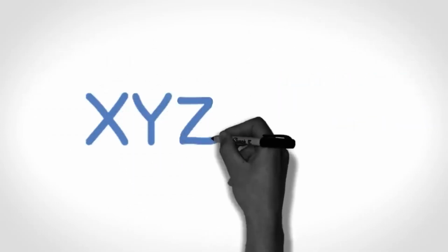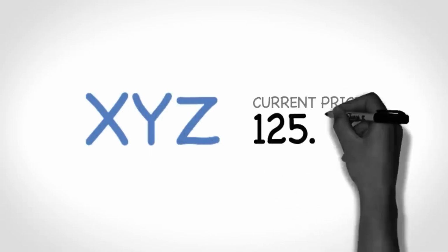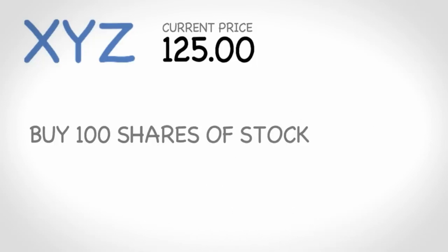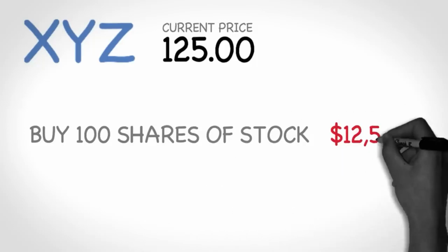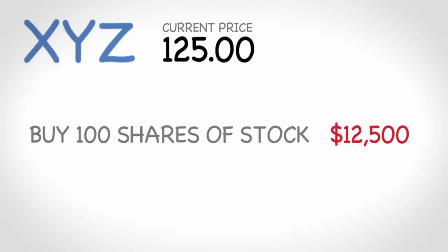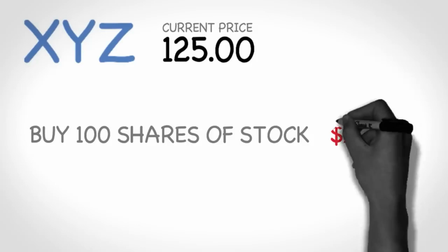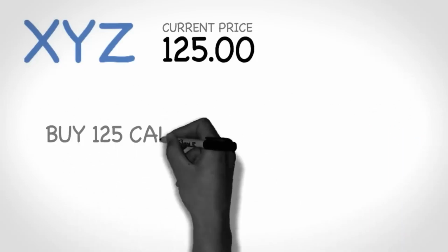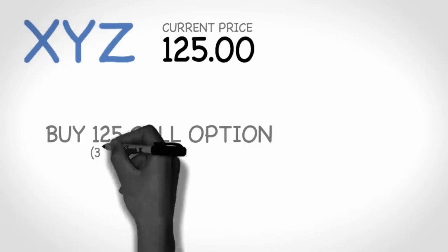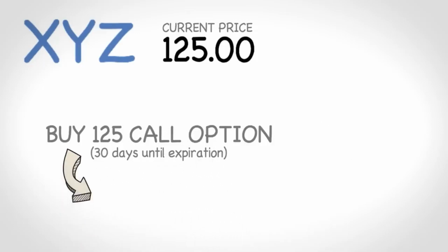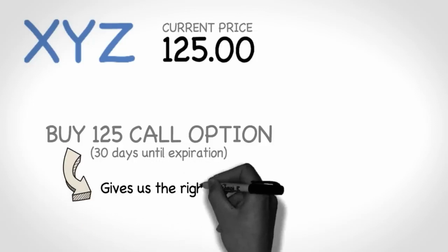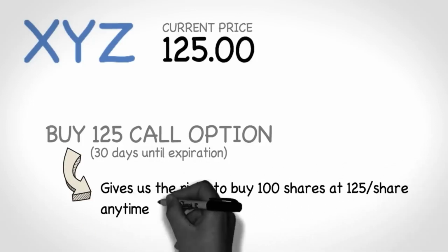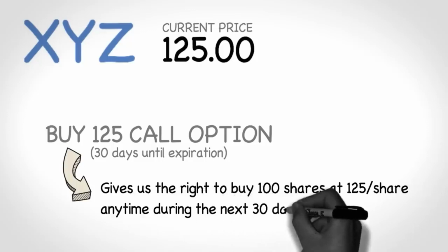Stock XYZ is currently trading at $125 per share. To buy 100 shares of the stock, it would cost us $12,500. So instead of putting up $12,500 to buy the stock, let's instead buy the 125 strike call option that has 30 days until it expires.